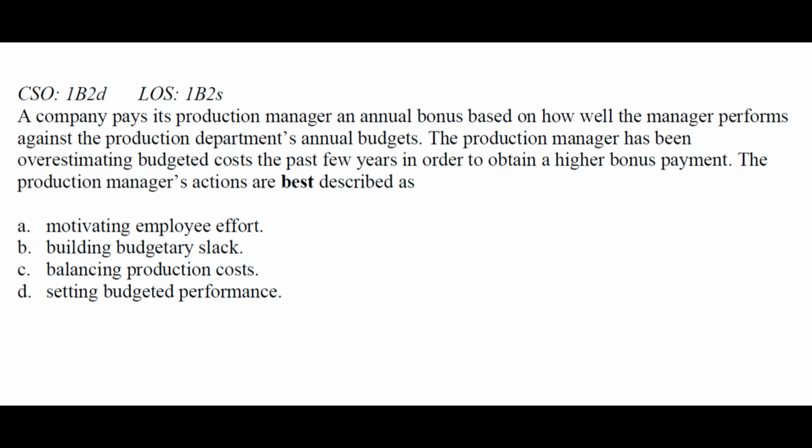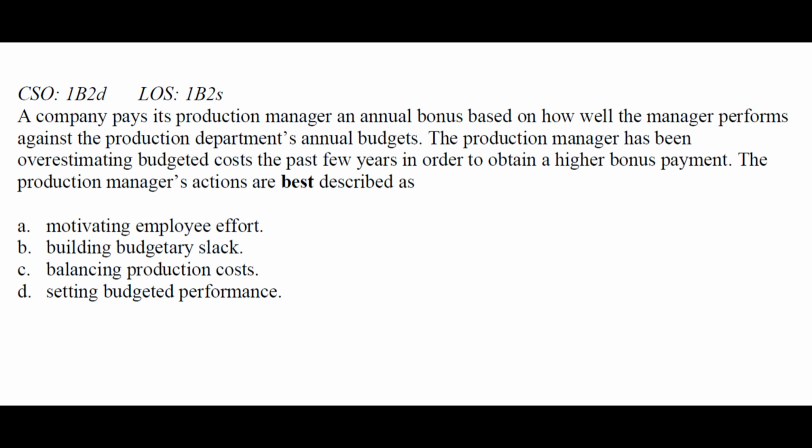A. Motivating employee effort. Incorrect. Although budgets can motivate employees, the manager's deliberate overestimation of costs is intended to make targets easier to achieve, not to increase employee effort or improve organizational performance. B. Building budgetary slack. Correct. Budgetary slack refers to the intentional inclusion of excess costs or understated revenues in a budget to make performance targets easier to attain. Managers may create slack to improve performance evaluations or increase bonus compensation.